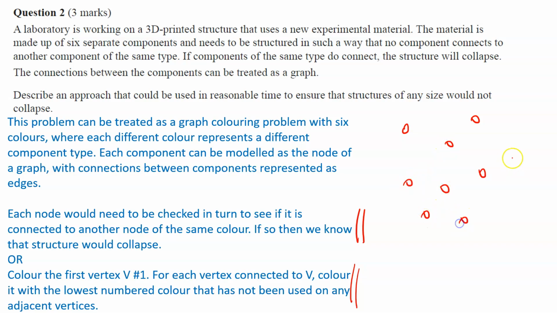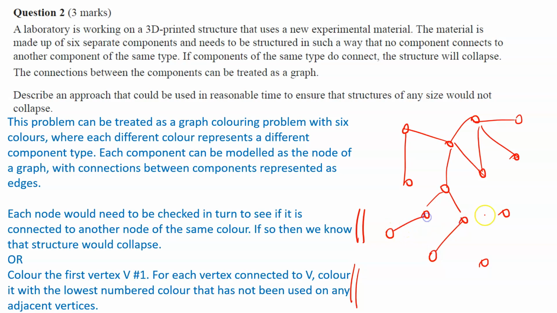graph. I thought the question was a bit misleading actually, because it says there are 6 separate components, but we're told that there are structures of any size. So I think it means there are 6 different types of components. And so essentially we're doing a graph coloring problem with 6 colors. I'm just arbitrarily joining in some lines here for fun.